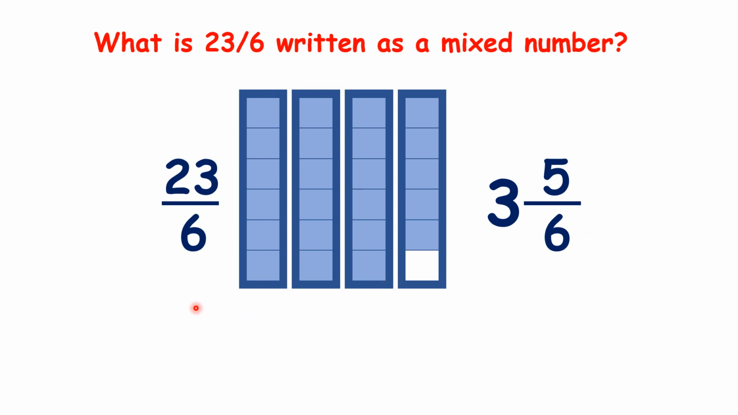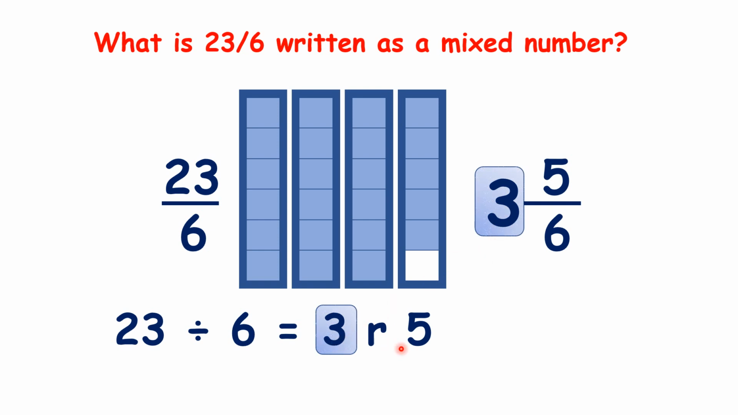But remember, we can use division to help us. 23 divided by 6 is 3 remainder 5. So there's our whole number, there's our numerator, and the denominator stays the same.